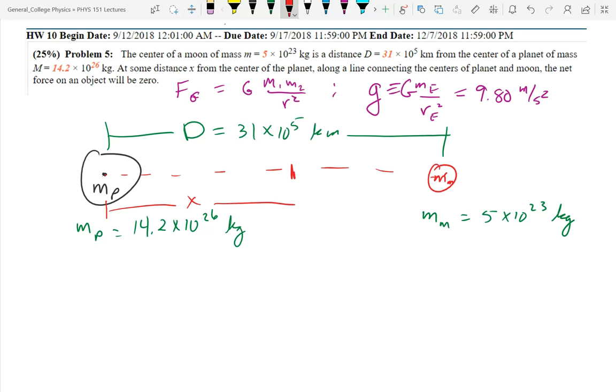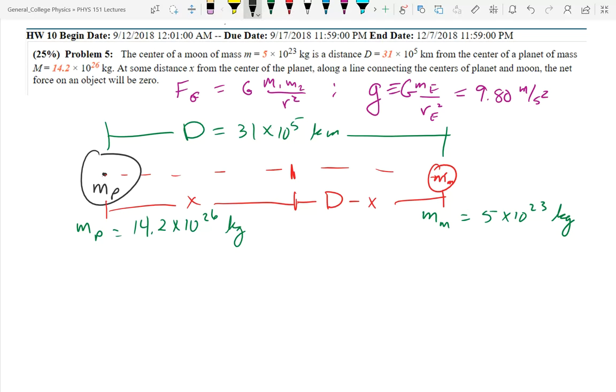So now there are two things that you can do. By the way, if it's x from the planet to that point, what's the distance from the moon to that point? Not the same. It's d between the two. It's x to one. So what is it? D minus x, yeah.